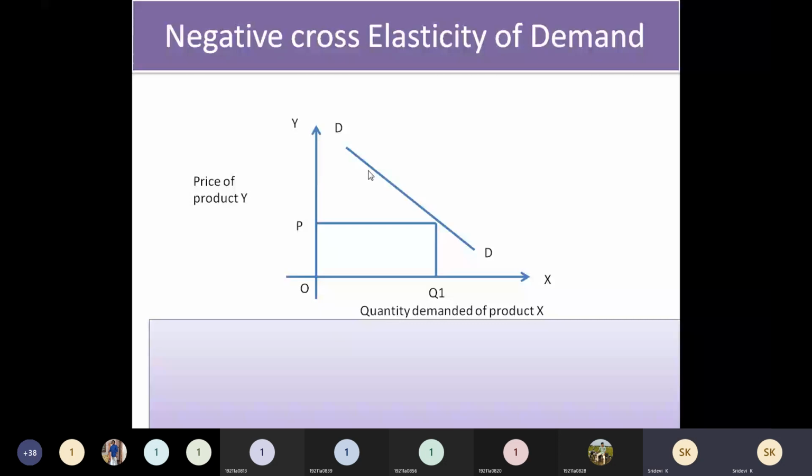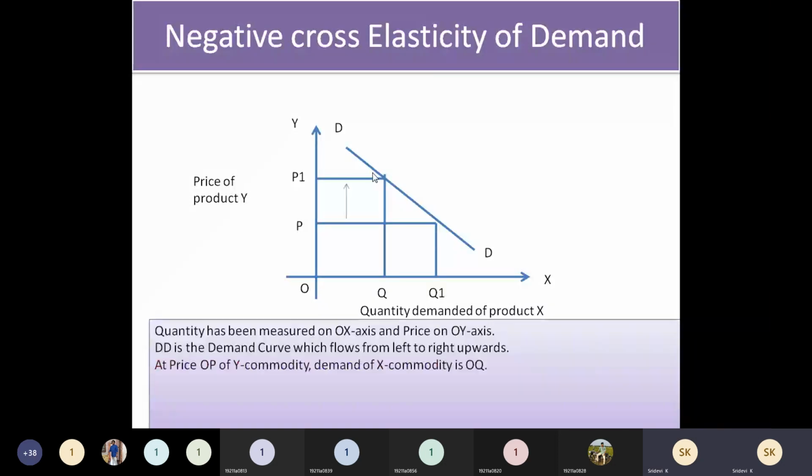So when price is increasing, quantity is decreasing from Q1 to Q, and when price is decreasing from P1 to P, sales will also increase. Price decreases, sales increase from Q to Q1. With one change, we can show both the increase and decrease. So this is what is called negative cross elasticity.